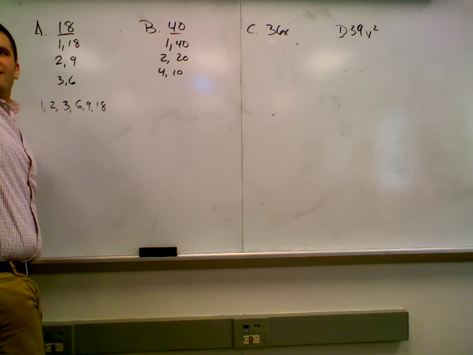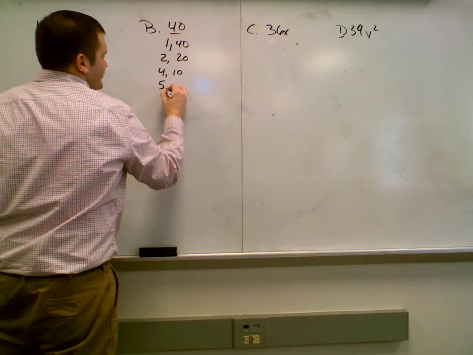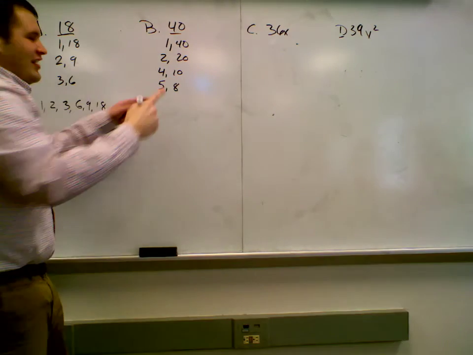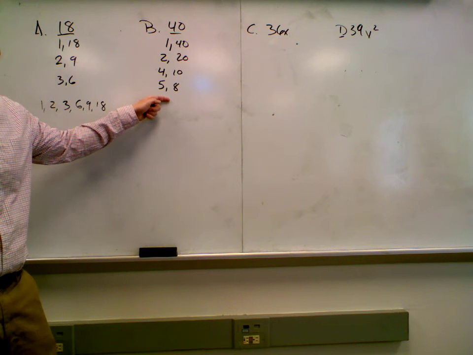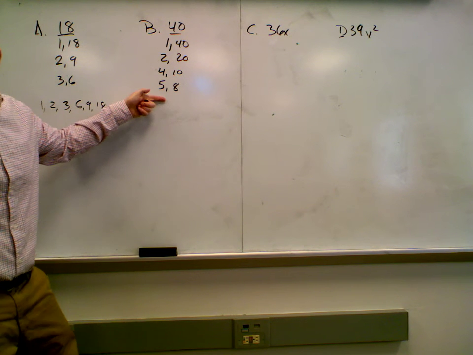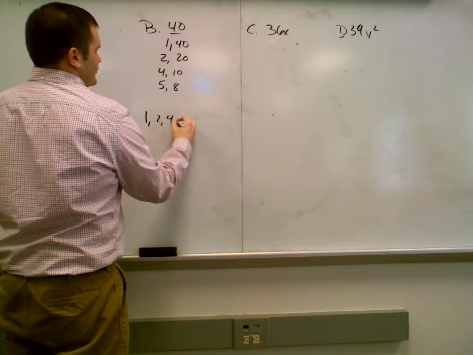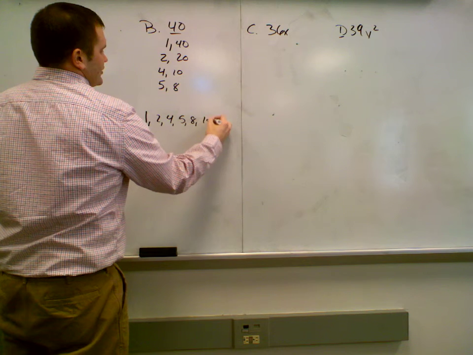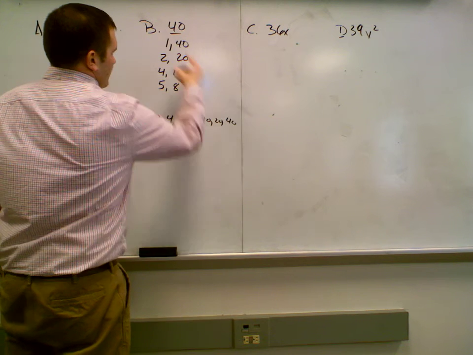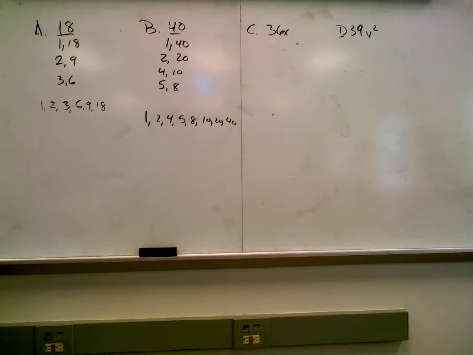I got it. Jamara? 5 and 8. Good. Faith, 6. Okay, 7, 8. Okay, good. We got it. So let me write them in order: 1, 2, 4, 5, 8, 10, 20, 40. Does that make sense?